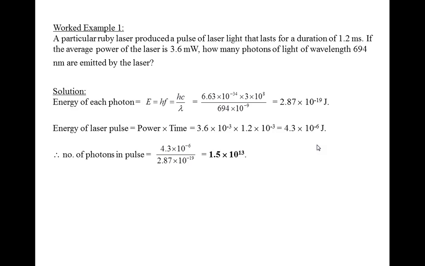So first, we find the energy per photon by using E equals hf. We plug in the numbers and we get the answer of 2.87 times 10 to the power of negative 19 joules. We then find the energy per pulse of the laser, which we take by using power times the time in which the pulse is present, and we found it to be 4.3 times 10 to the power of negative 6 joules. We then calculate the number of photons by taking the total energy in one pulse divided by the energy per photon, allowing us to calculate the number of photons to be 1.5 times 10 to the power of 13 photons in that one pulse.